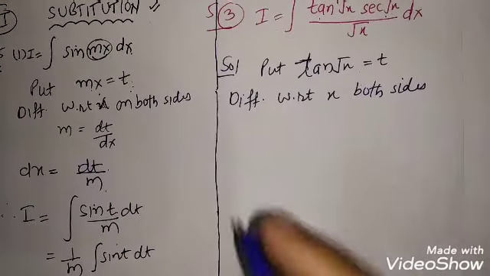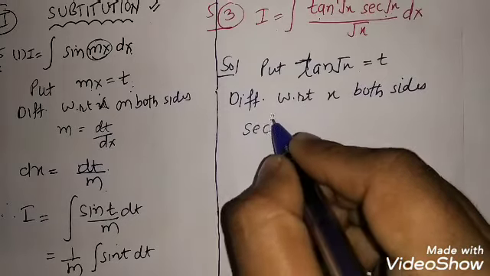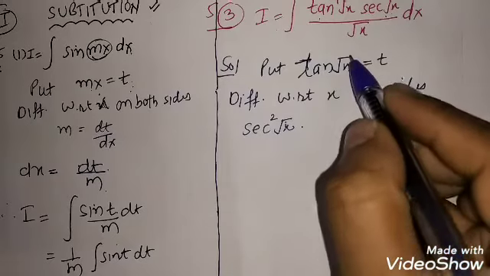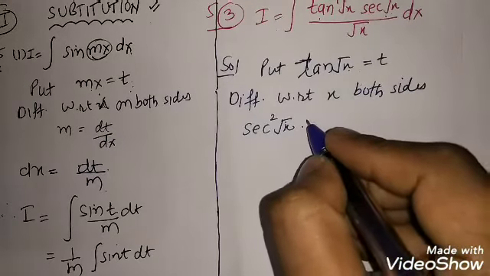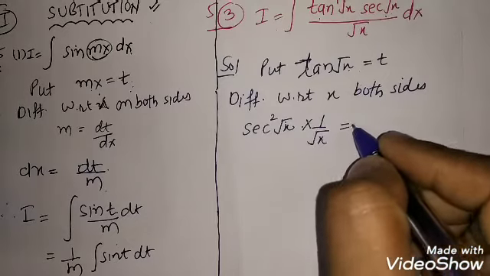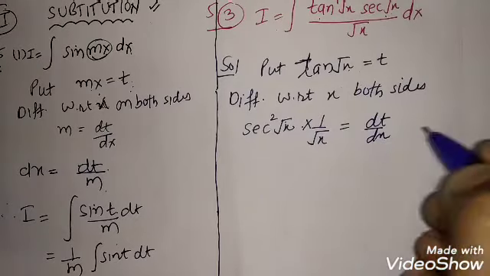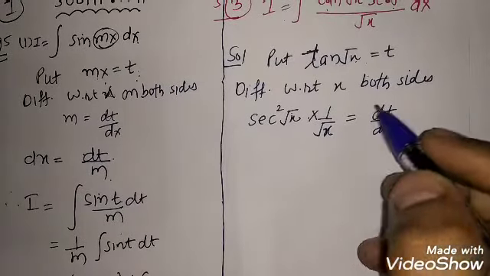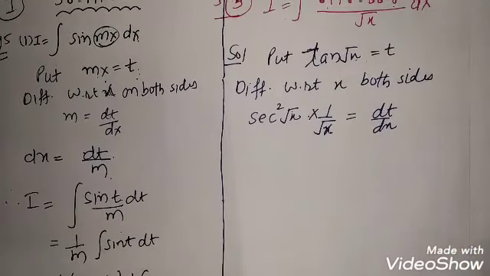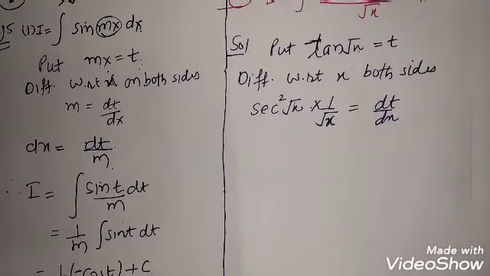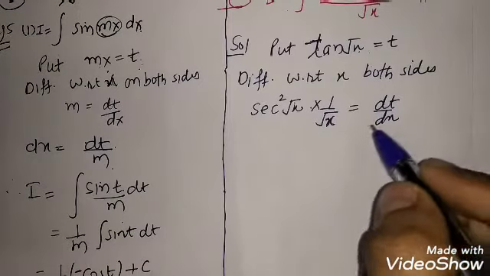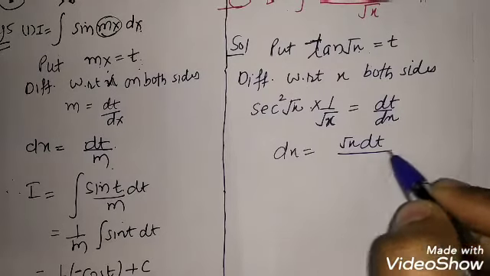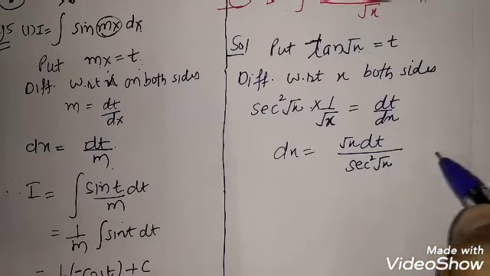The derivative of tan x is sec² x, so the derivative of tan √x is sec² √x, and then the derivative of √x is 1 by √x, which is equal to dt by dx. If you haven't done derivatives, see my videos on derivatives. You have to do the derivative before starting the integration. This is a very basic thing. So you have to calculate the value of dx here. The dx is dt times √x in the numerator upon sec² √x.